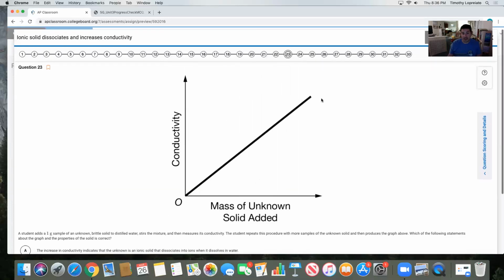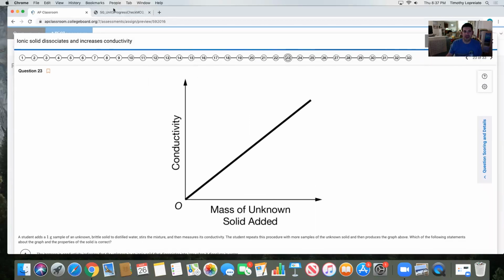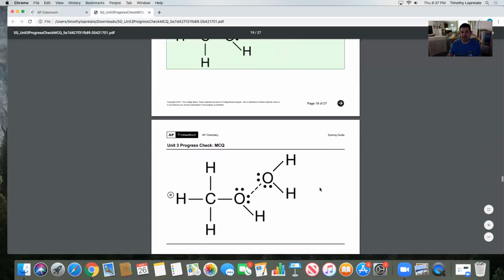In theory, yeah, it is. So it could be C. I wouldn't be too thrown off if that was the choice they get. But the increase in conductivity indicates that the unknown is an ionic solid that they associate with ion. I like choice A. I'm going with choice A for question 23.